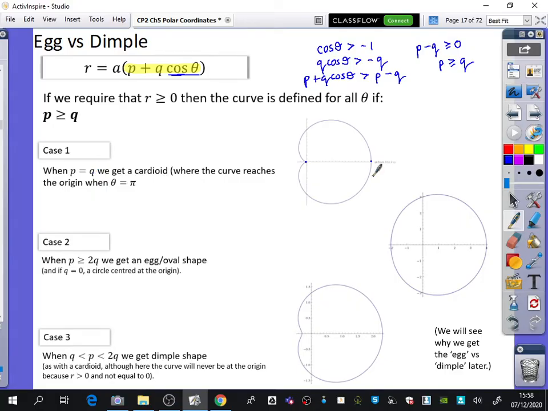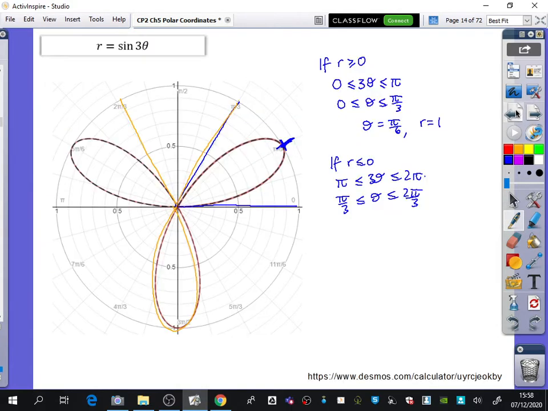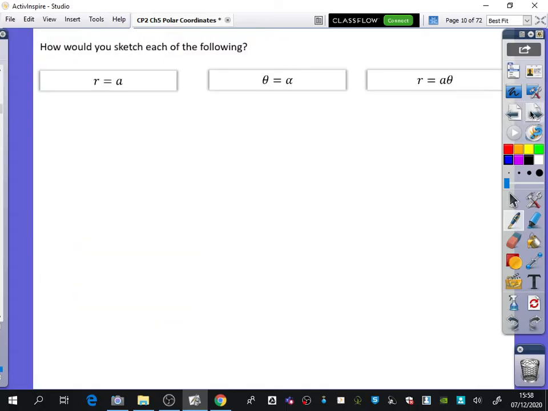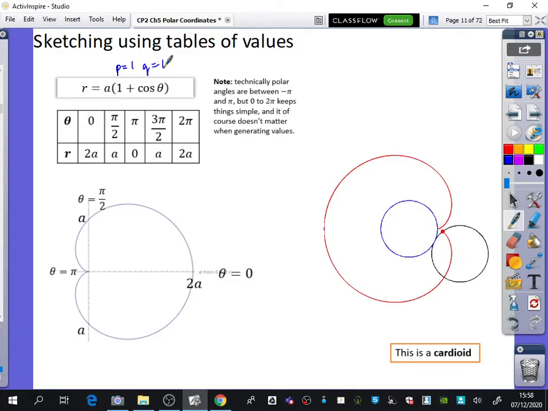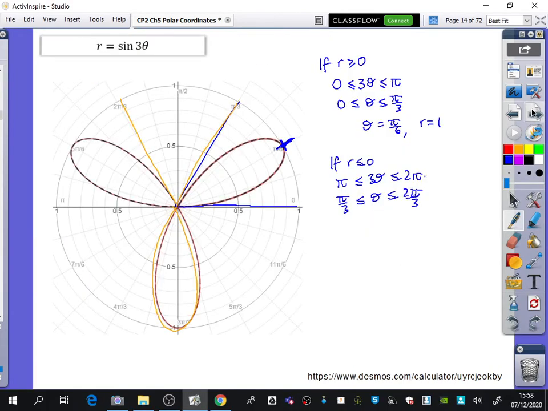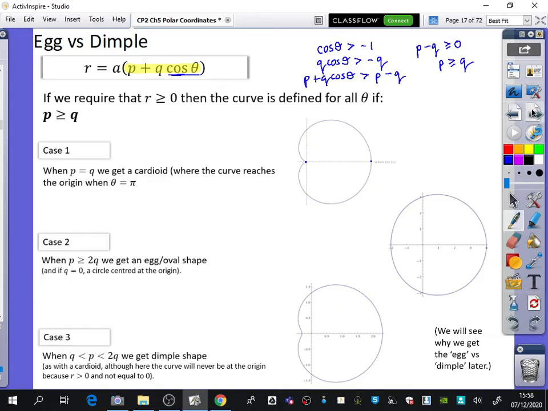Now, we actually came across this cardioid example before, and I'm just going to remind us of that a few slides back, because the cardioid example that we saw here was r equals a brackets 1 plus cos theta. So what's the value of P and Q here? P is 1, and Q is also 1. And we've seen that example. When P and Q were equal to each other, we ended up with that cardioid, which is this case that we've got here. So the example for this could be r equals 1 plus cos theta, or that whole thing bracketed as well.